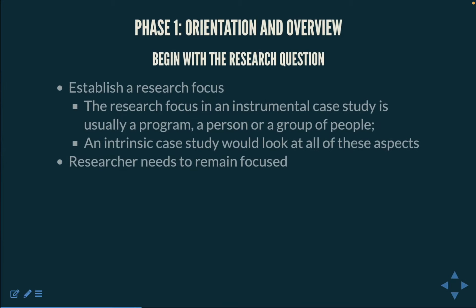Phase one, this is to establish a research focus to which you can refer over the course of the study. Remember the rule that you will achieve more by attempting less. The research focus in an instrumental case study is usually a program, a person, or a group of people. An intrinsic case study would look at all of these aspects. This will be done by establishing a broad aim and identifying a number of objectives at the outset. These objectives are usually specific enough to be operational in achieving the aim or aims, but also flexible enough to allow for emerging issues to be followed.